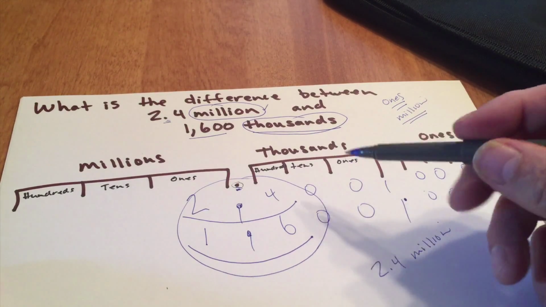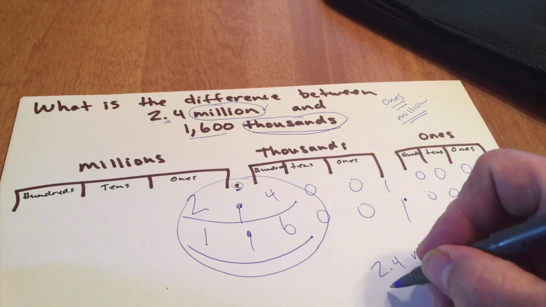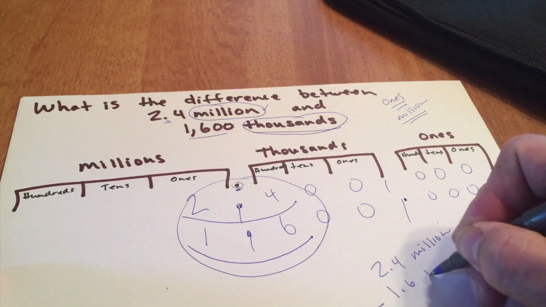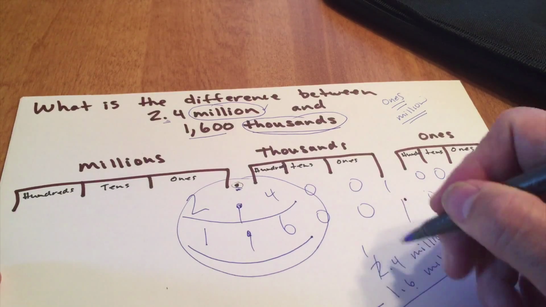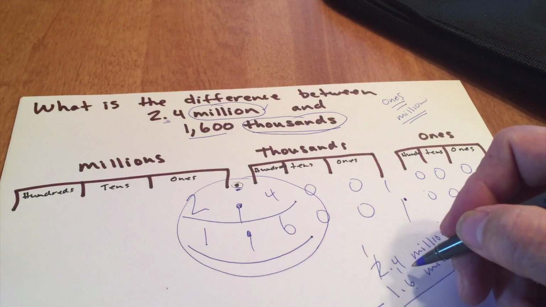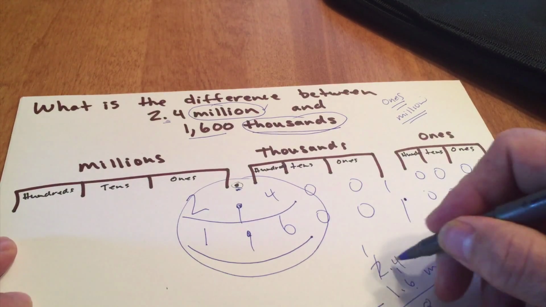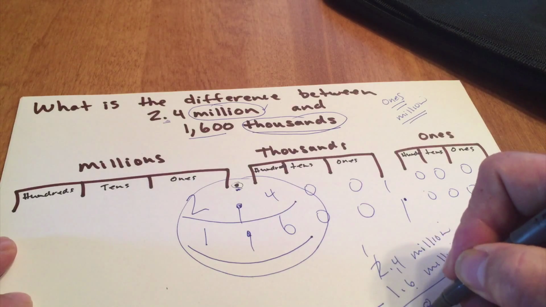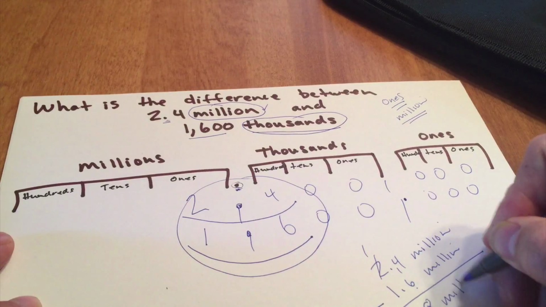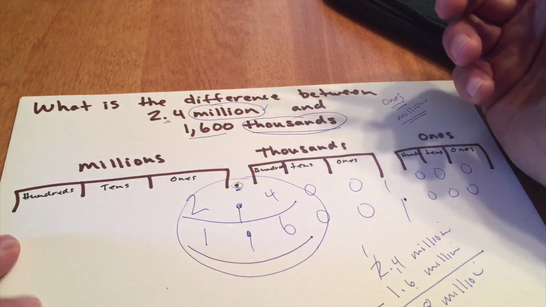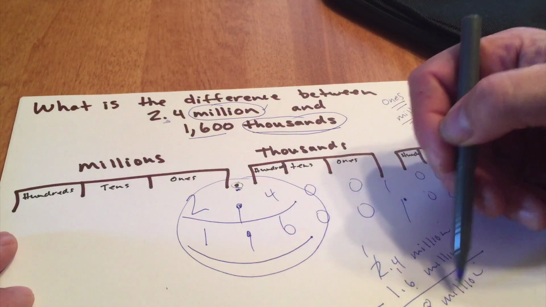And the difference, so difference is always a takeaway. It's always a subtraction. I put the larger one on top, 2.4, take away 1.6 million. Now 4 take away 6, I can't do that, so I'm going to carry. And 14 take away 6 is 8, and 1 take away 1 is 0. So the decimal just flows right down here. This becomes 0. So it's 0.8 million. The difference between 2.4 million and 1,600,000 thousands is 0.8 million.